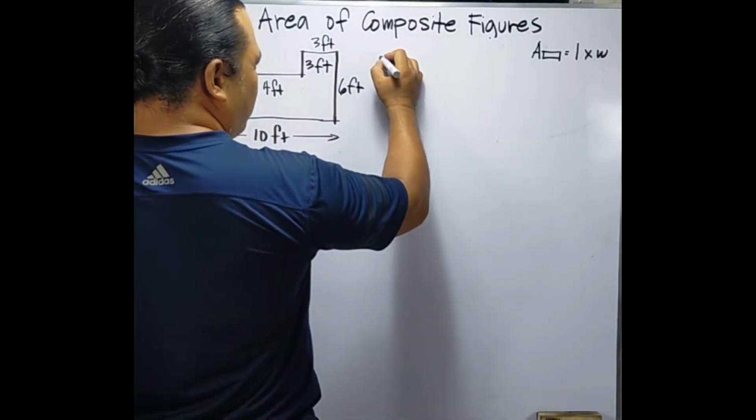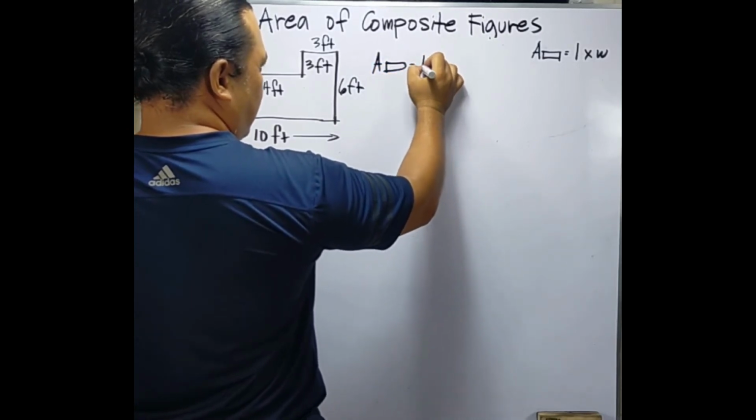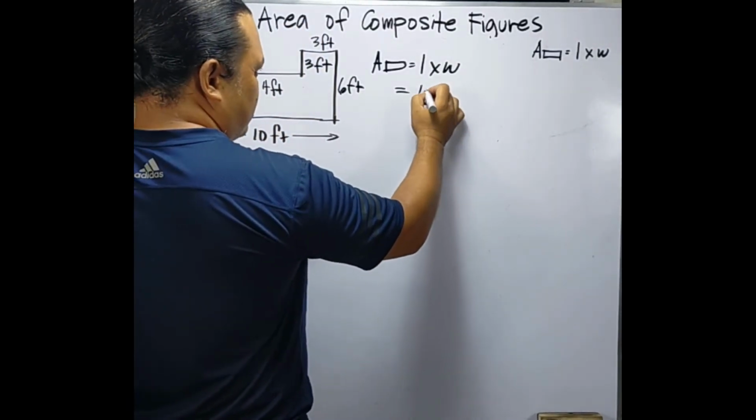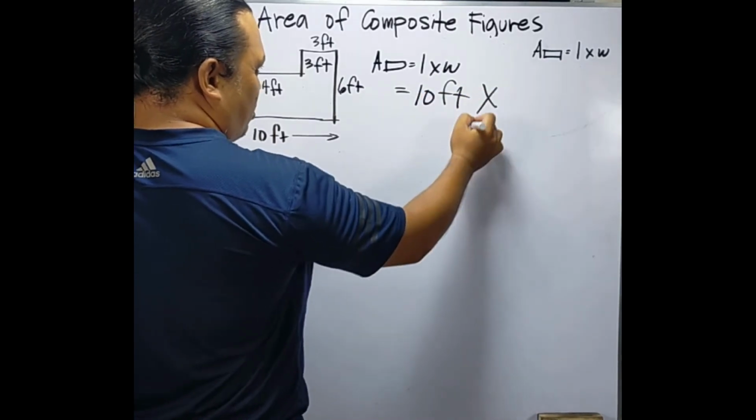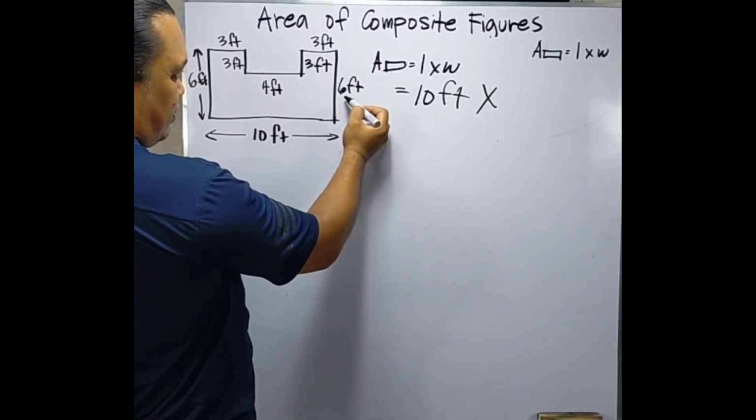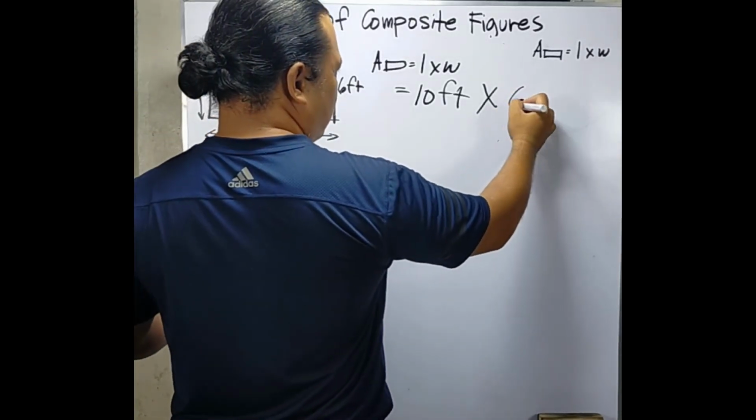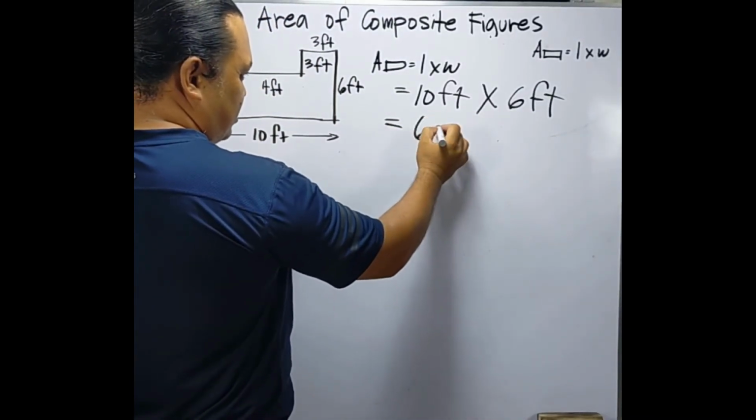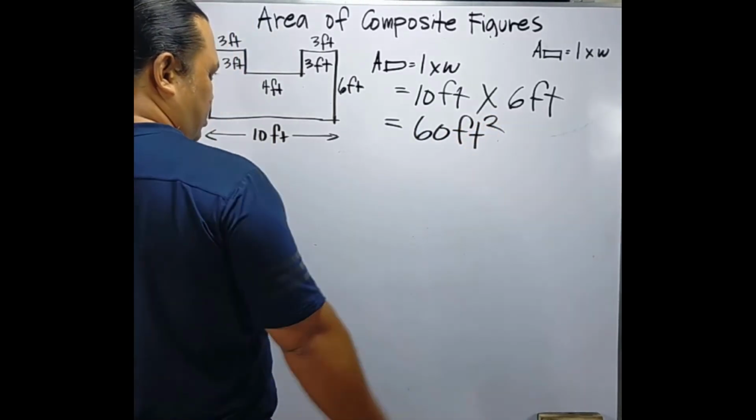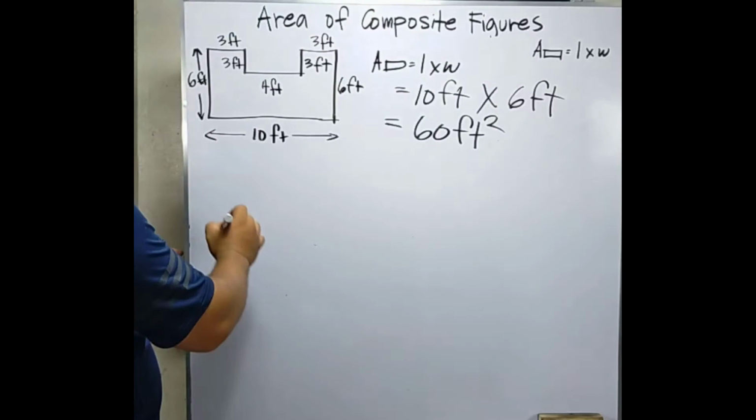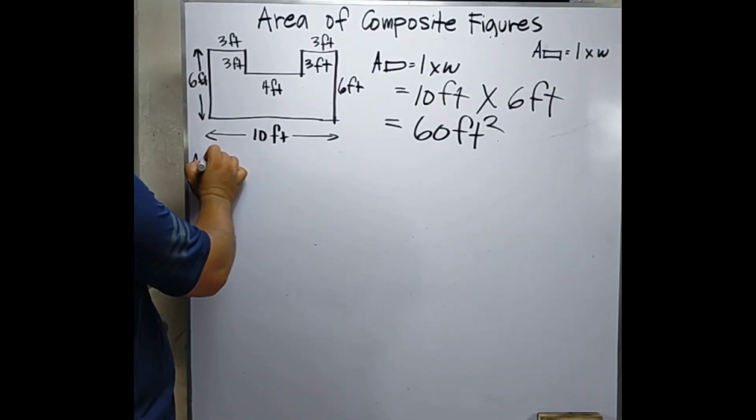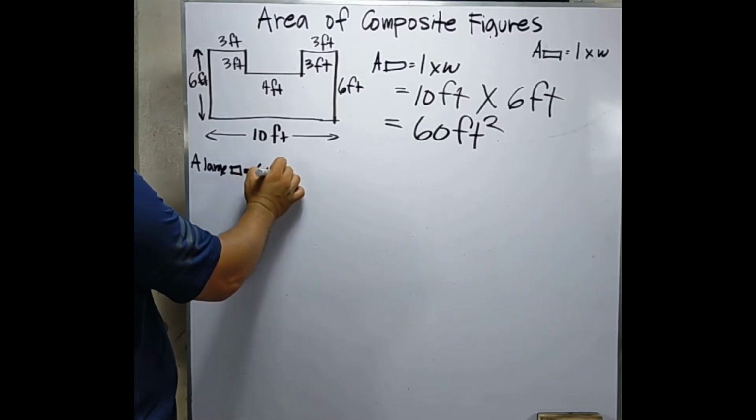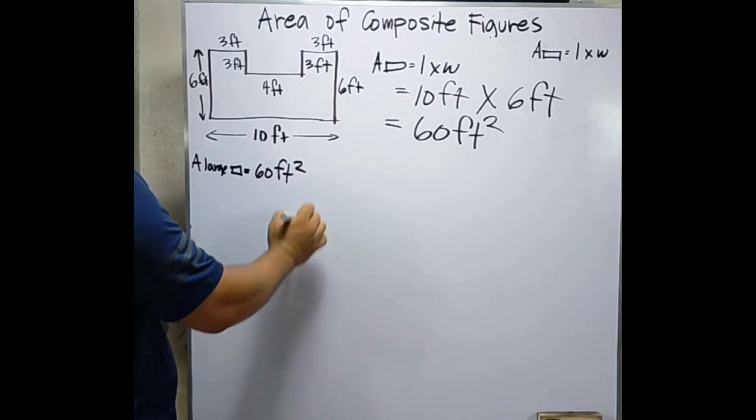So first let's get the area of the large rectangle, which is the length times the width. Now our length here is 10 feet, times our width here, which is 6 feet. To simplify, 10 feet times 6 feet is 60 feet squared. And 60 here is the area of the large rectangle, that is 60 feet squared.